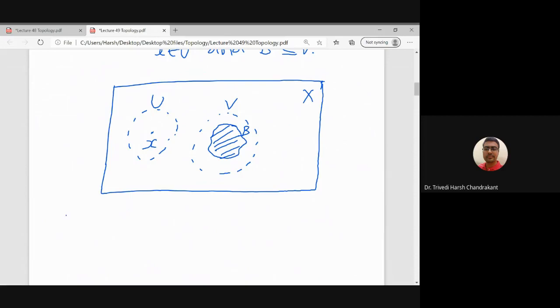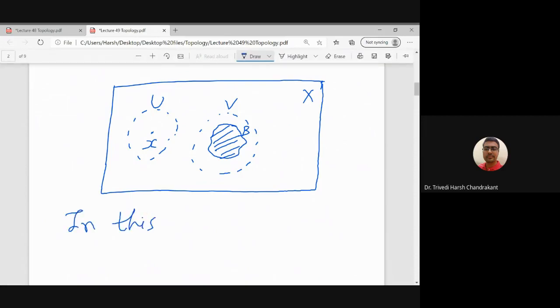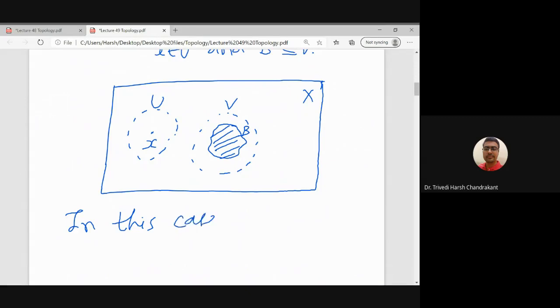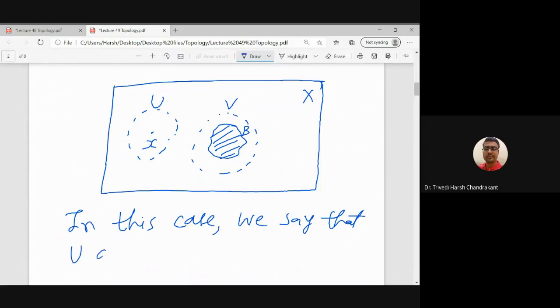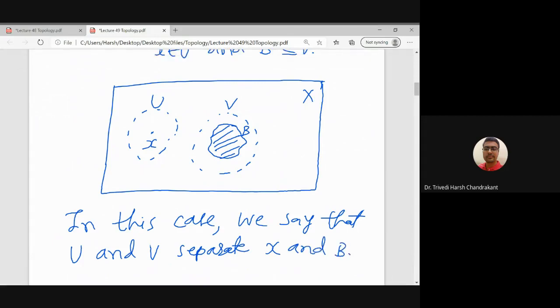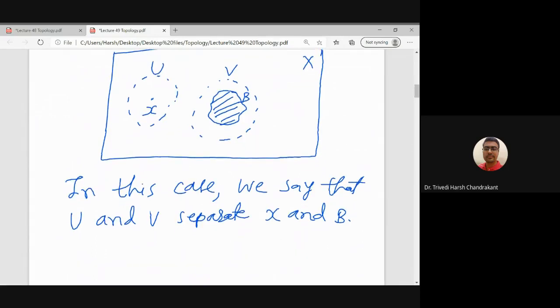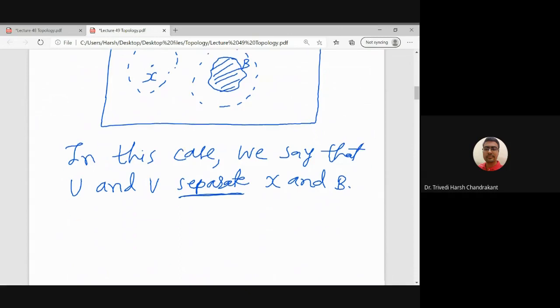So in this case, when we have the separation of x and B, we say that U and V separate x and B. Whenever we can find such sets U and V for x and B, we will say that U and V separate x and B. So this is one of the terminologies which we will be using in today's lecture.